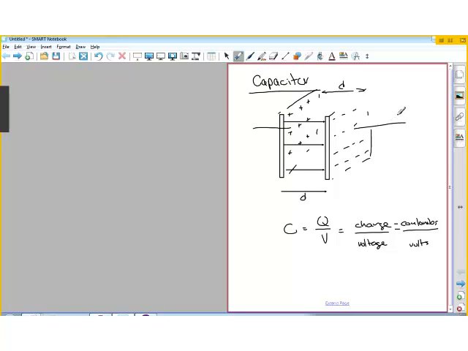So if you put a potential difference of 5 volts across the plates, and the capacitor is rated at some value, you can calculate the charge. You can just manipulate this to solve for charge. If you know capacitance and voltage, you can solve for charge, or you can solve for voltage if you know charge and capacitance.